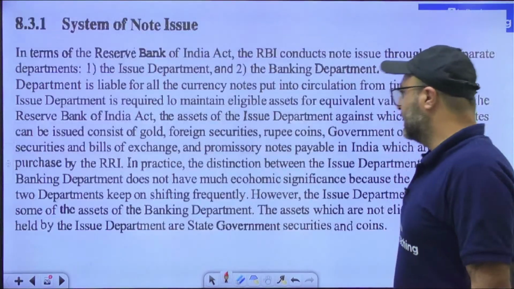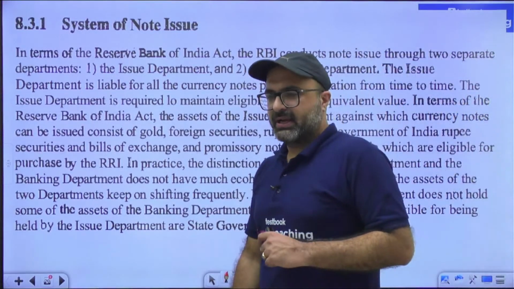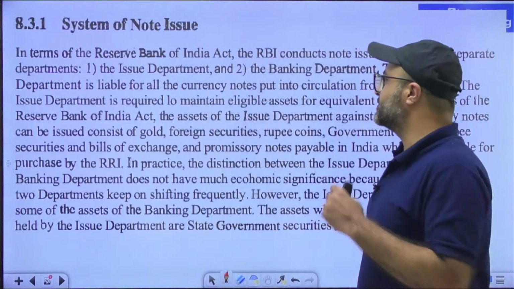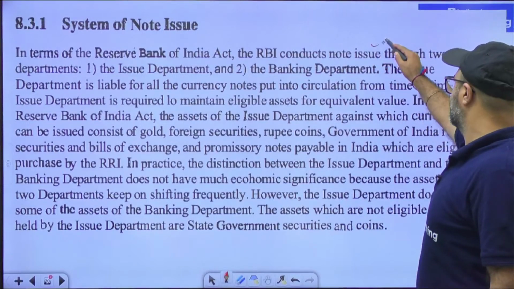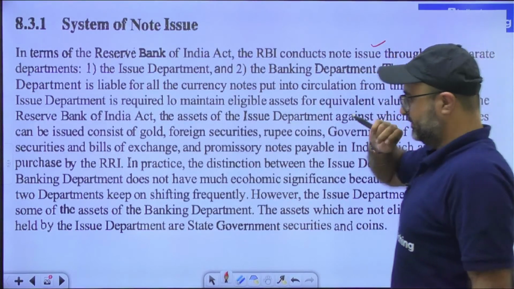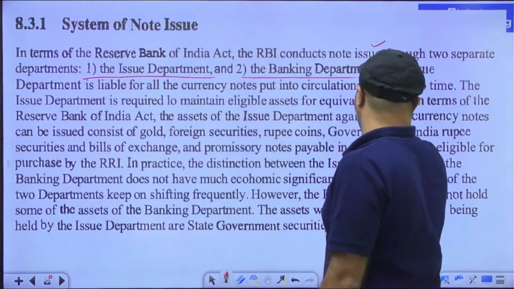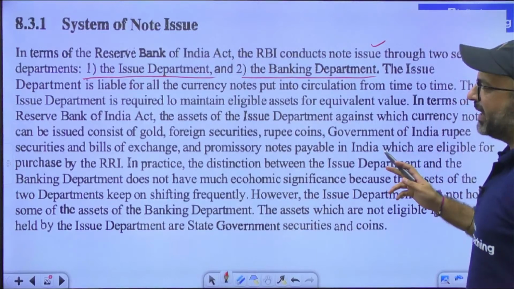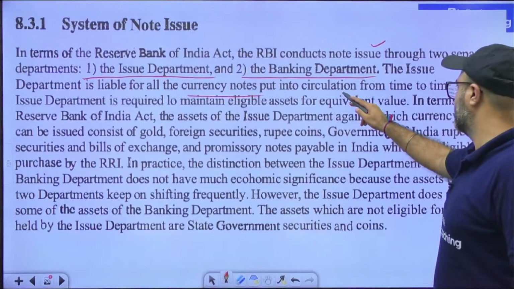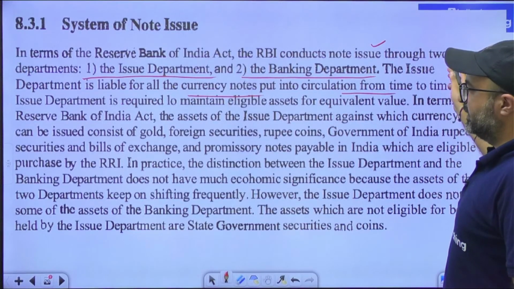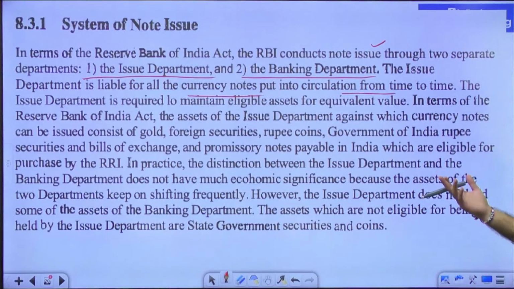That is it. Now, I come to my third question. My third question was Department of RBI. So please pay attention. In terms of Reserve Bank of India Act, RBI conducts note issue through two separate departments. First department is issue department. Second department is banking department. So the issue department is basically liable for all currency note put into circulation from time to time. Remember that. So the issue department is liable for all currency notes to be put into circulation.